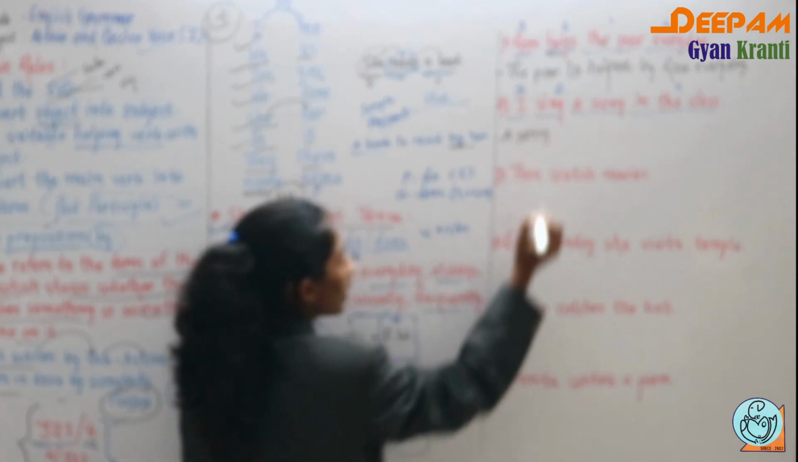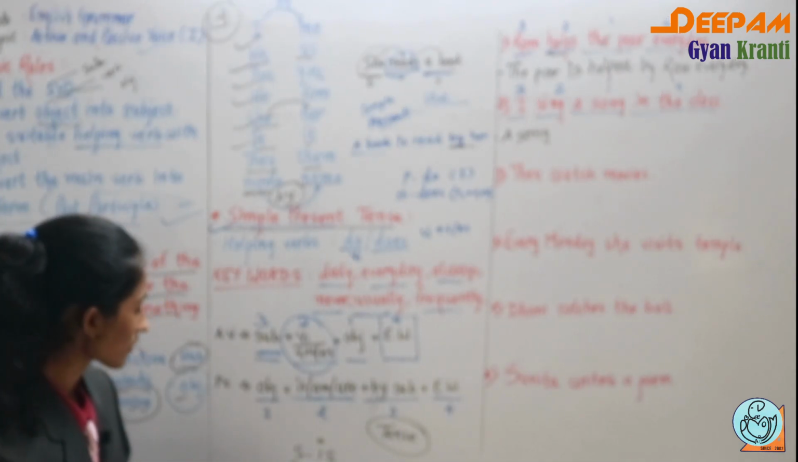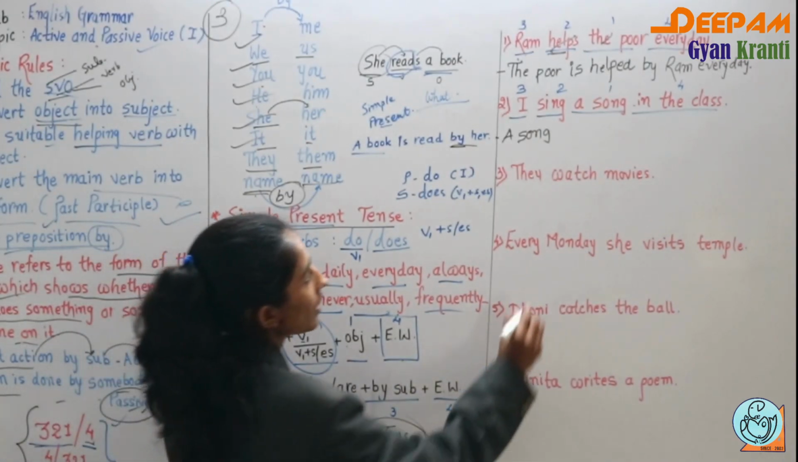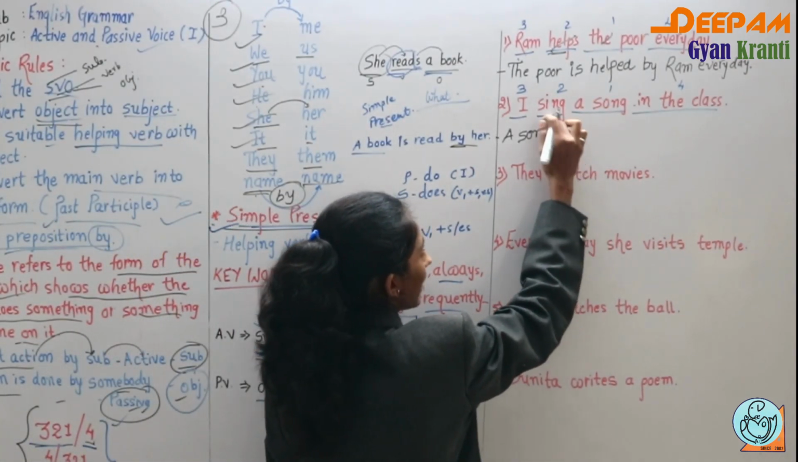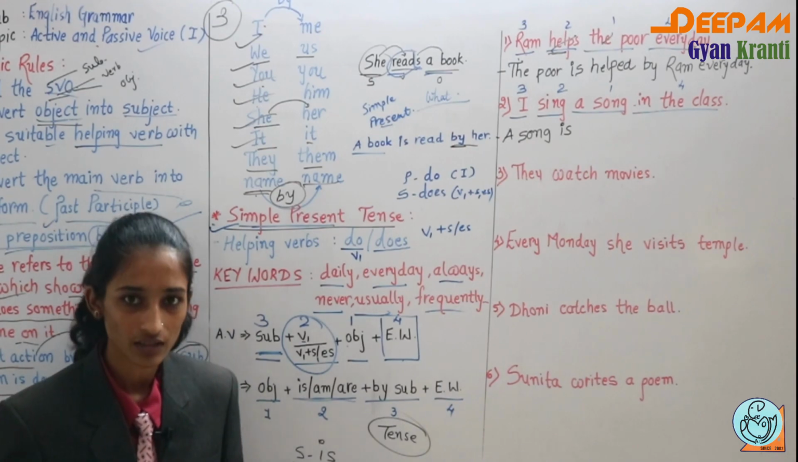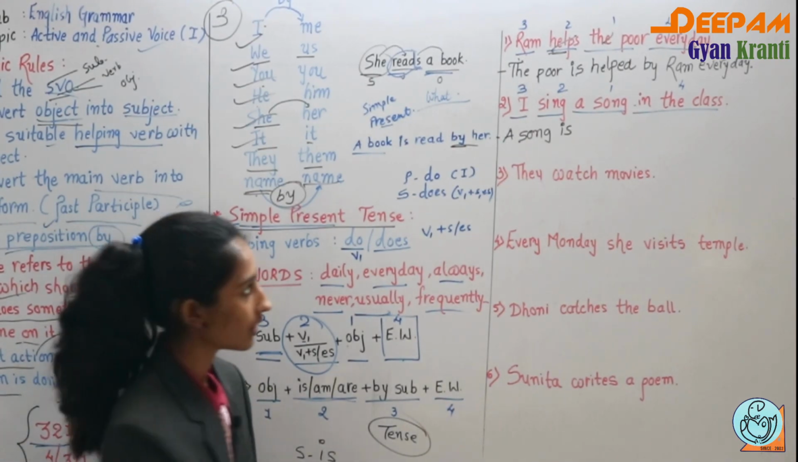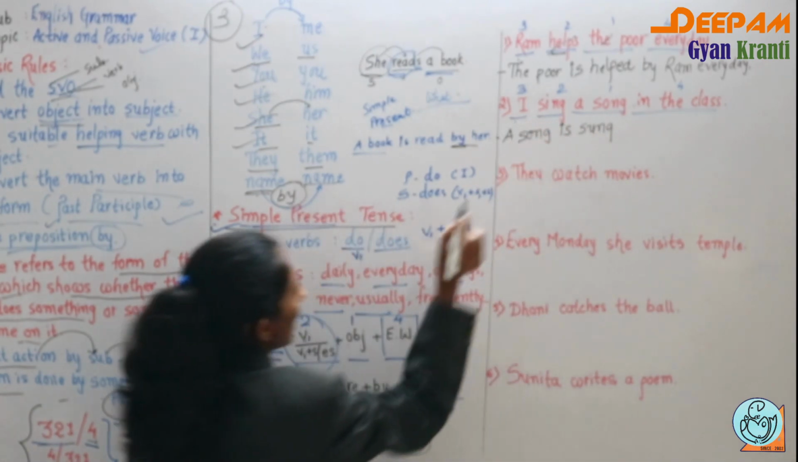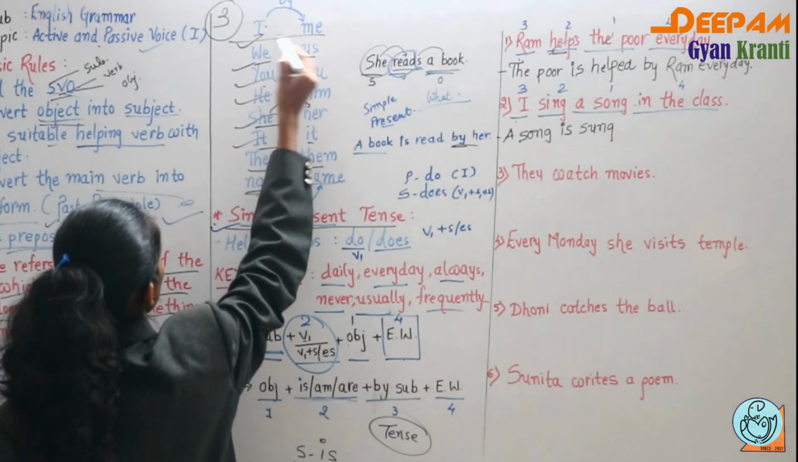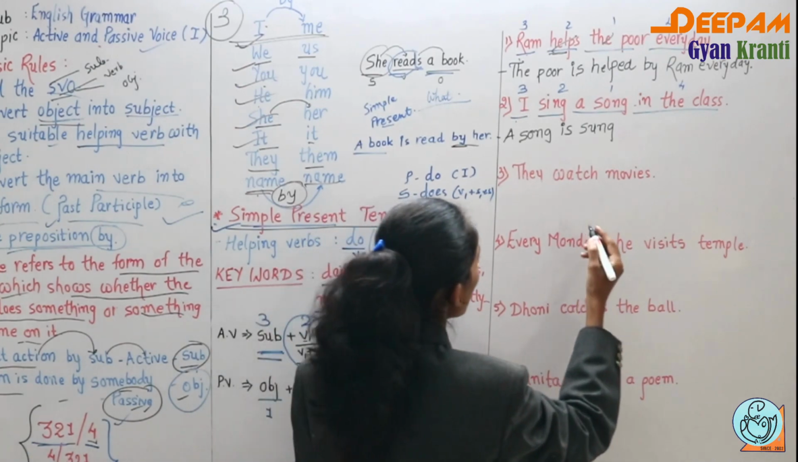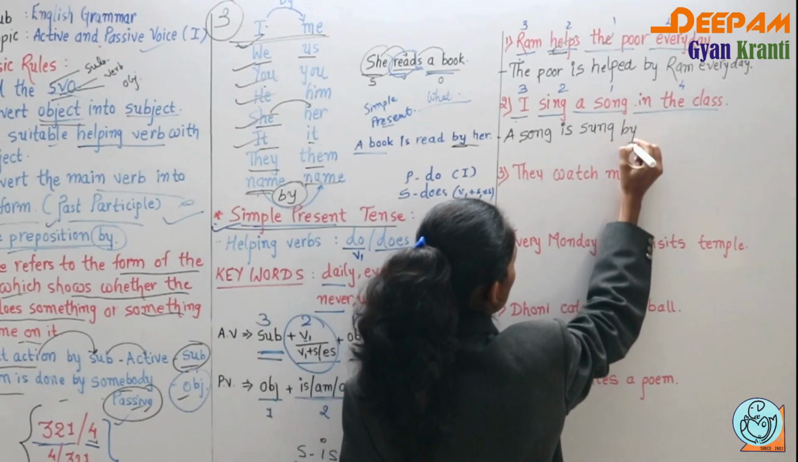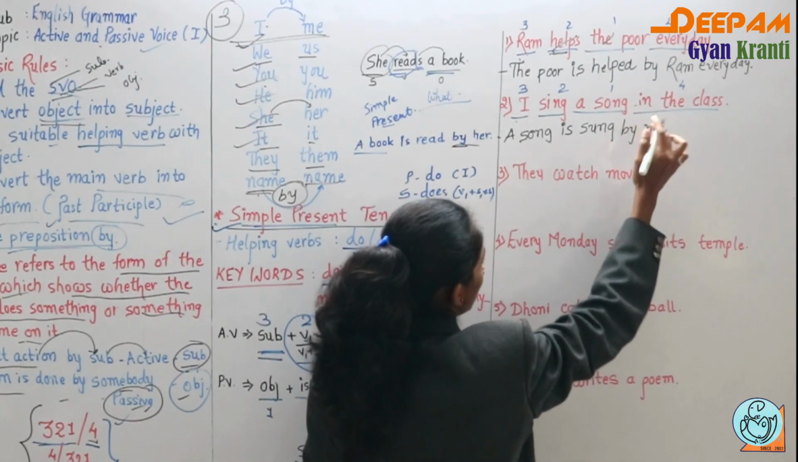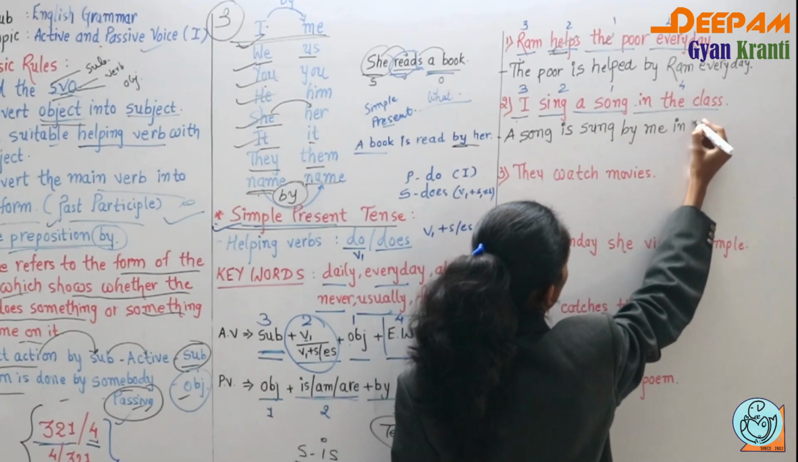So song is singular, so what do I have to use? A song. If singular is there, then is. So a song is. Then what is the V3 form of sing? Sing, sang, sung. So a song is sung. Now see, I is given, so what do we have to use? By me. So a song is sung by me. Then 4th number, so in the class.